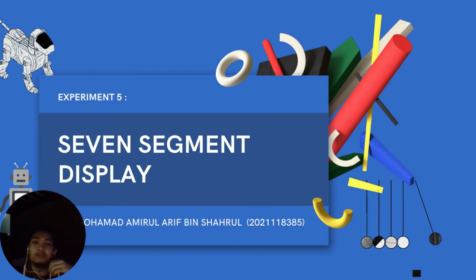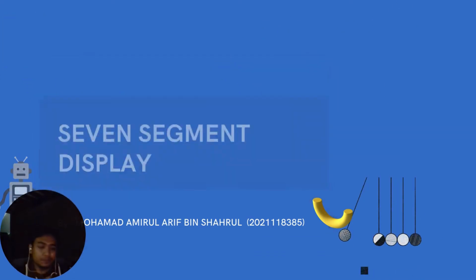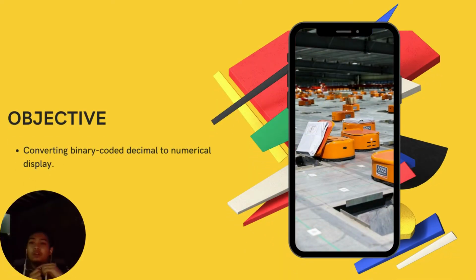display numerical information. So without wasting any time, let's proceed to the first part, which is the objective. The objective is to convert binary coded decimal to numerical display. So basically, it is about converting binary coded decimal to numerical display. Then let's see about the equipment and components that we're going to use.